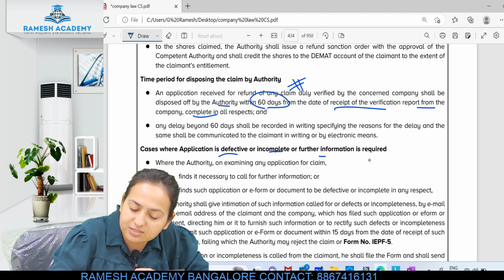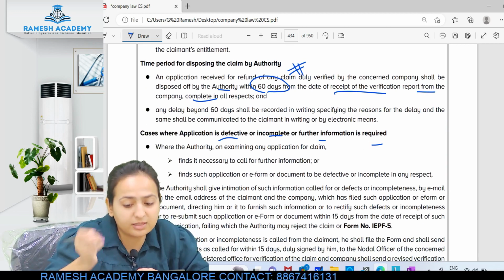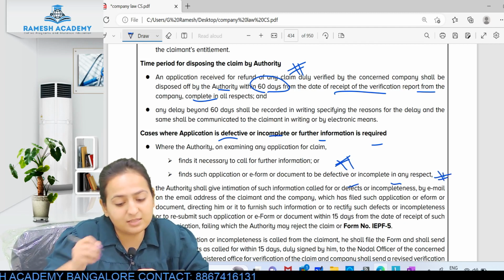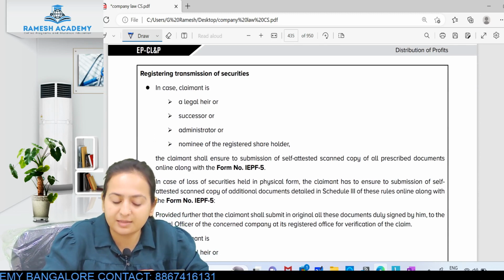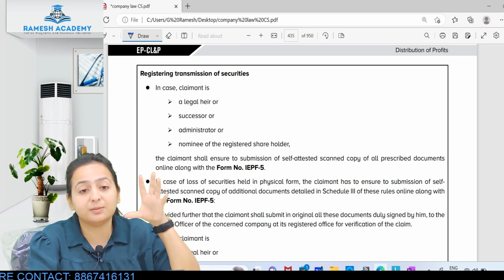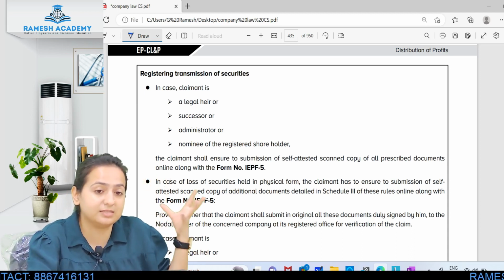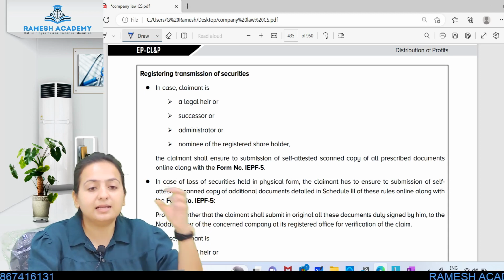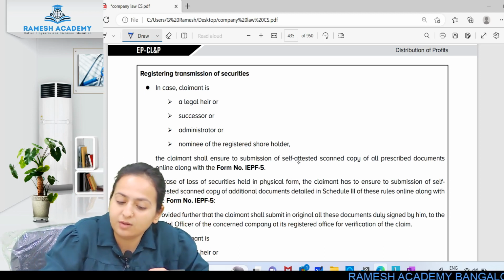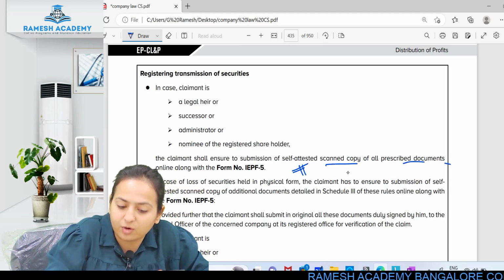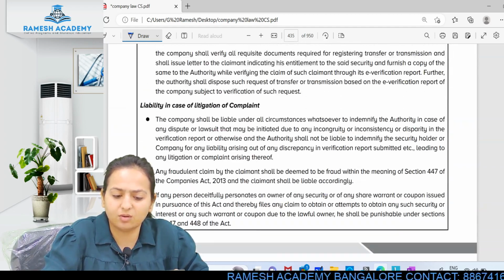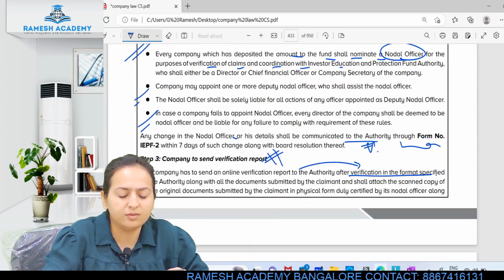Cases where the application is defective. Maybe the authority thinks that the application is defective, or finds it necessary to call for other information, then it can be delayed. Registering transmission: in some cases, suppose the holder has died and the legal heir claims, so a transmission case is there. In that case, the claimant will submit the scanned copies of the documents in IEPF 5, right? This is all the cases of IEPF 5, 1, 2, 3, 4, 5.